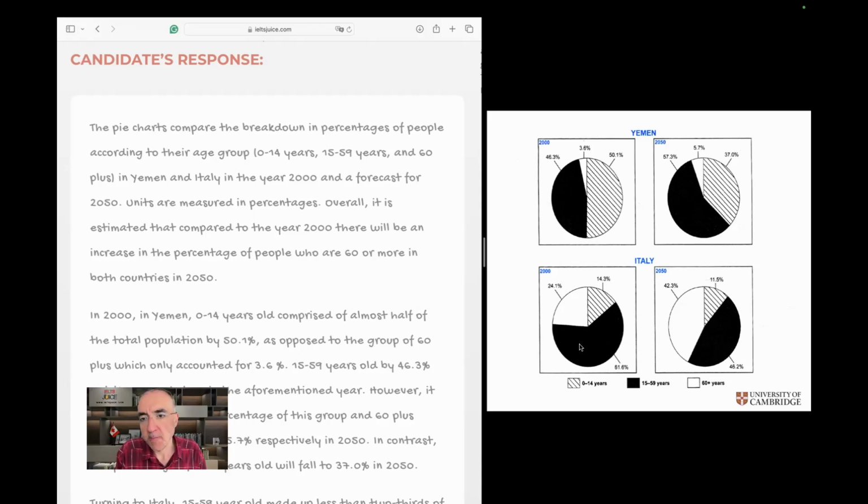As you can see, in Yemen, the black portion increased, but the striped one decreased. The striped one decreased in Italy as well, but the other one increased. I understand there are different patterns, but for 60 plus in both countries, it was a similar trend. And that can also be said for the striped one. They both decreased. That's why I'm a bit confused.